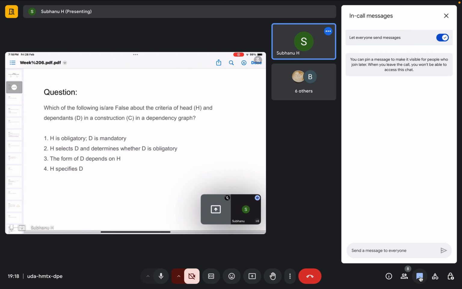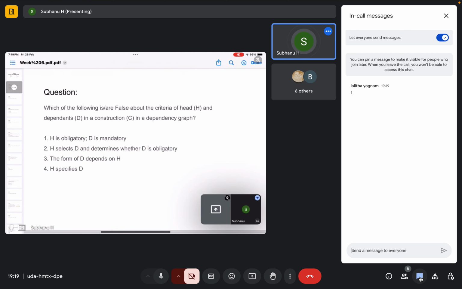So in this week you have learned about dependency grammar and parsing. Then you have seen the transition based parsing formulation and MST based dependency parsing. So the question is about which of the following is true or false about the criteria of head and dependent in a construction or in a dependency graph.